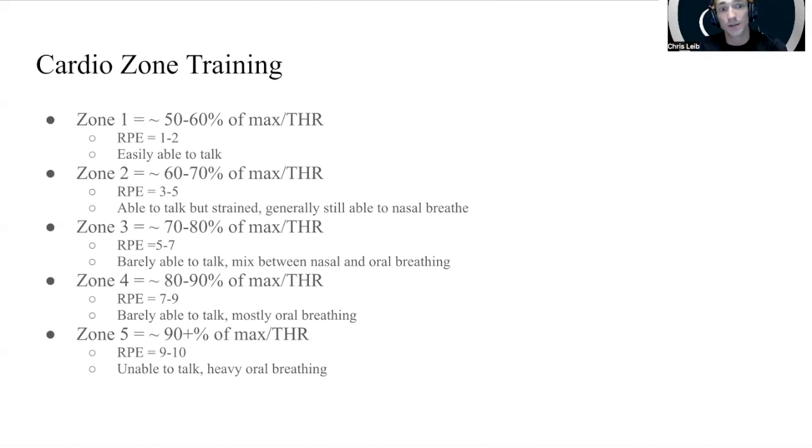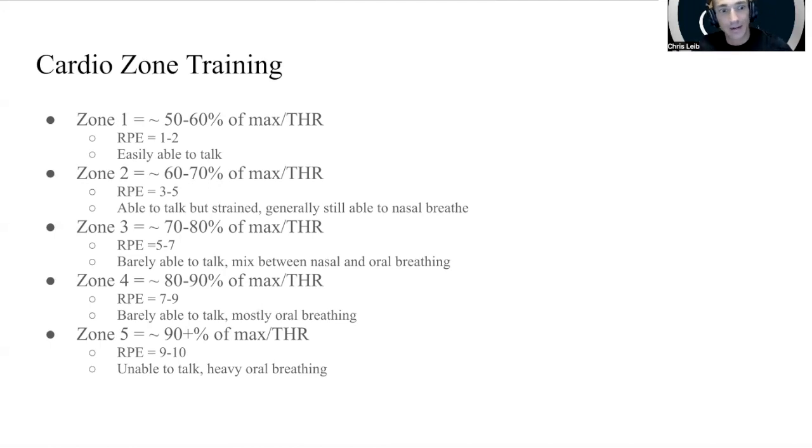Zone 3, you're looking at 70 to 80% of max heart rate. RPE is somewhere between 5 and 7. You're barely able to talk, and to me, it's a mix between nasal and oral breathing at that point when I get into that zone. That's going to be different for everybody, but that's kind of what you're thinking. You're starting to blend from, all right, I can't breathe out of my nose anymore, I have to start up in my mouth.